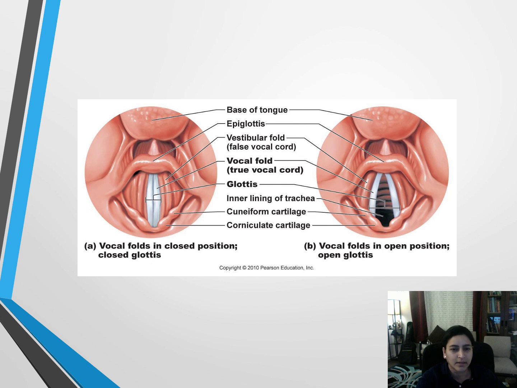And here's the glottis, and this space is called the rima glottis, and the epiglottis is this one. It hangs on top of the glottis and the vocal cords. That's the epiglottis, and when it gets infected, it gets inflamed.